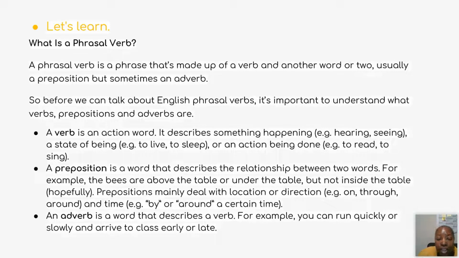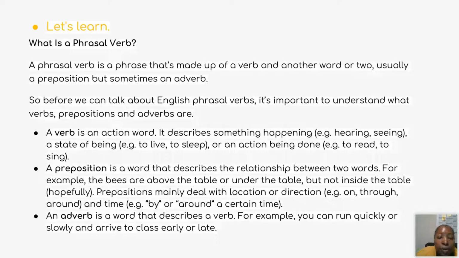First, let's look at a verb. So a verb is an action word. It describes something happening, for example, hearing or seeing. And it's also a state of being, for example, to live or to sleep, or an action being done, to read or to sing, okay?